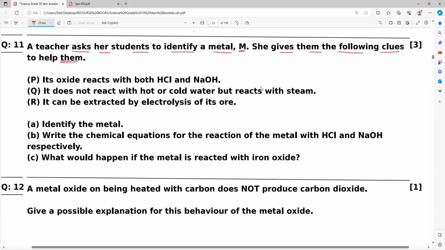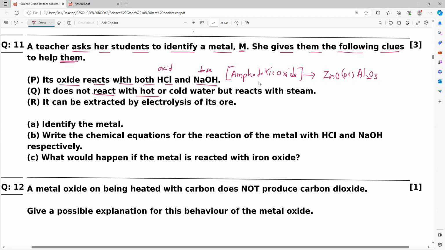Okay, everybody? Now, its oxide reacts with both HCl and NaOH. HCl is an acid, NaOH is a base. So an oxide which will react with both acid as well as base, we call an amphoteric oxide. Correct? So for amphoteric oxide, you immediately have to remember, actually three, but you will remember two in your mind. What is that, everybody? Either zinc oxide or aluminum oxide.